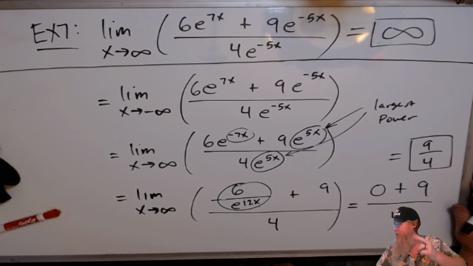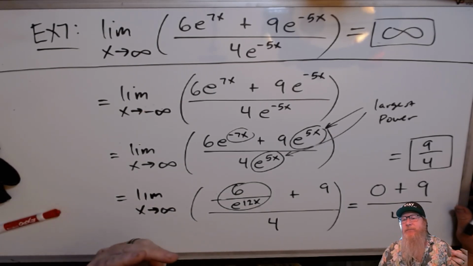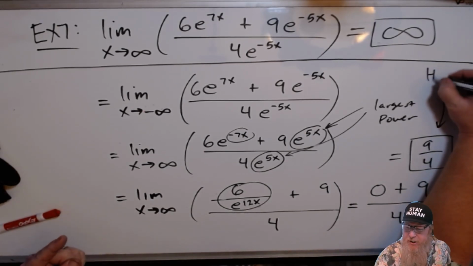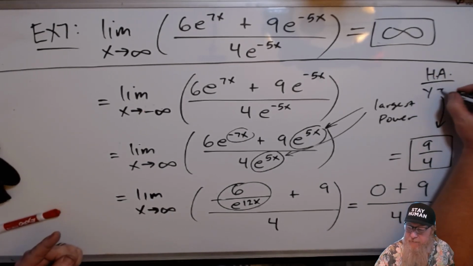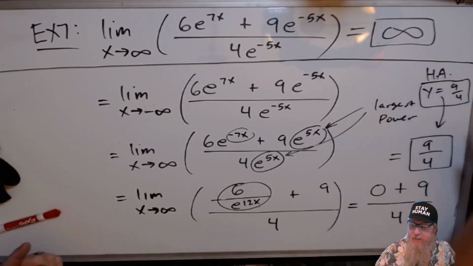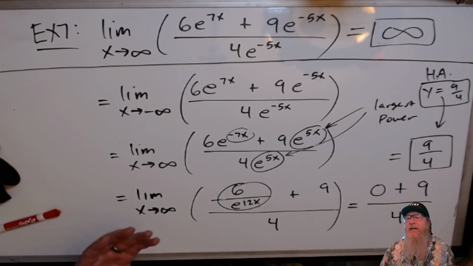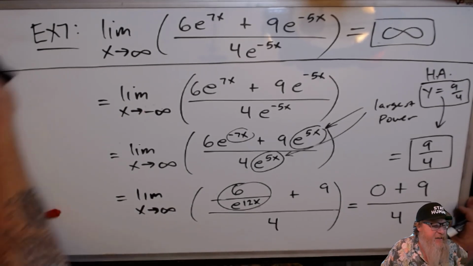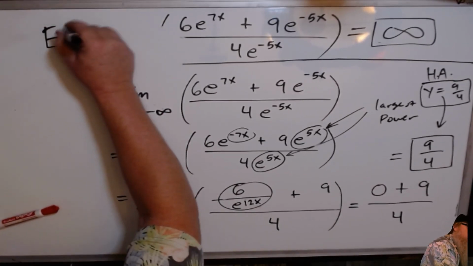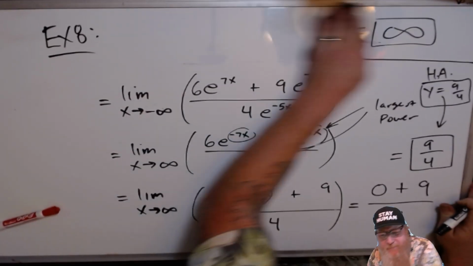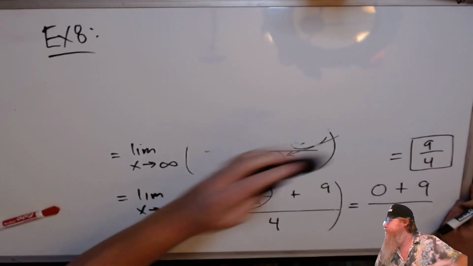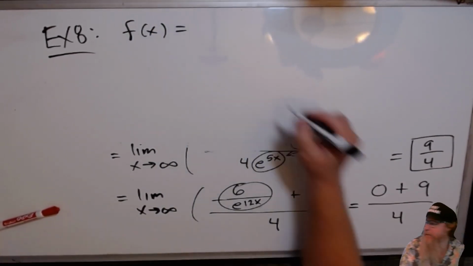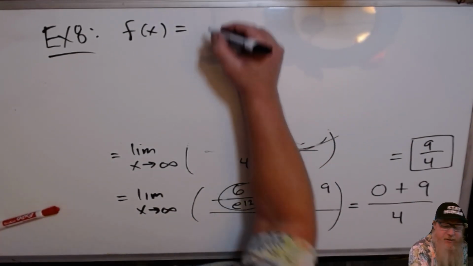Sometimes you get 2 asymptotes. In this case, you only get 1, right? So the HA is y equals 9/4. But sometimes you don't get just 1, as long as one of these comes out a real number. But watch what happens, how you can get 2. For this one, I'm going to go back to the old f of x notation.